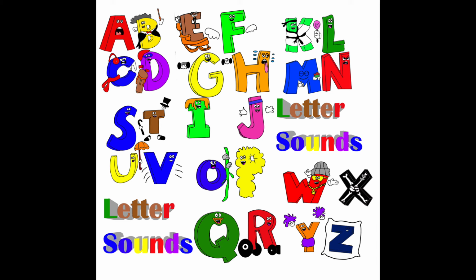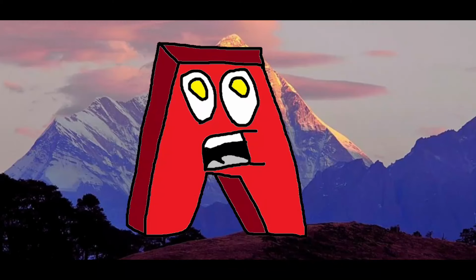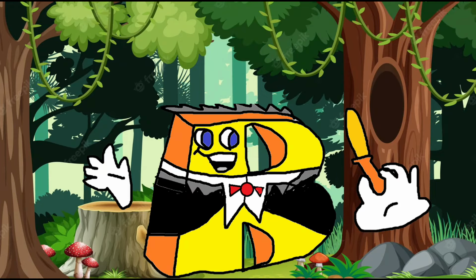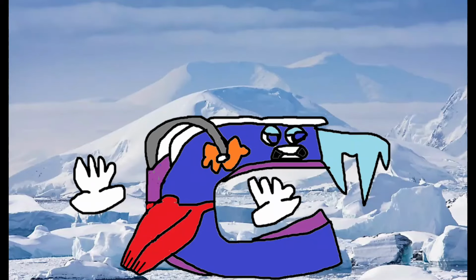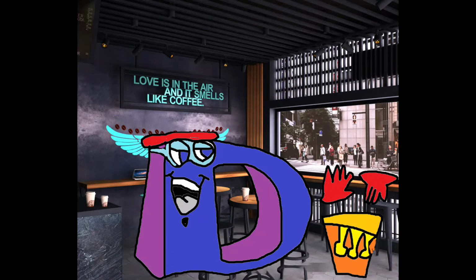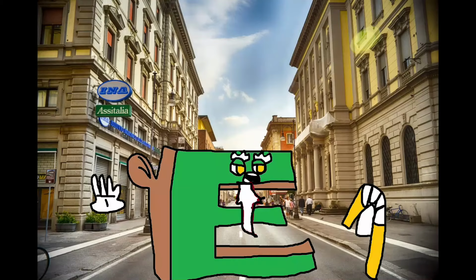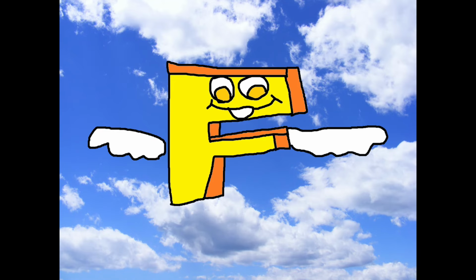Some letters are made of straight lines, and some are curvy and round. But every letter makes a sound. The A says, ah! The B says, b. The C says, k. And the D says, d. The E says, eh. And the F says, f.